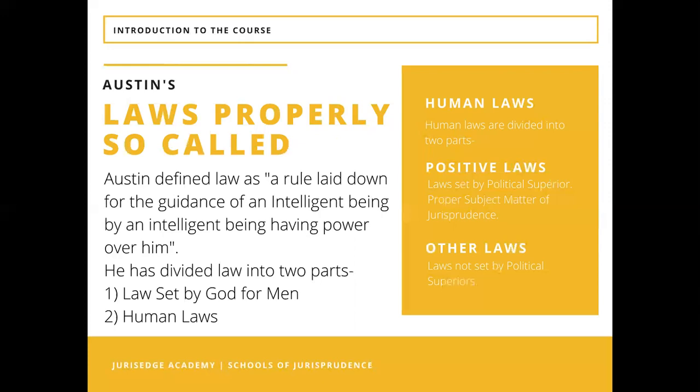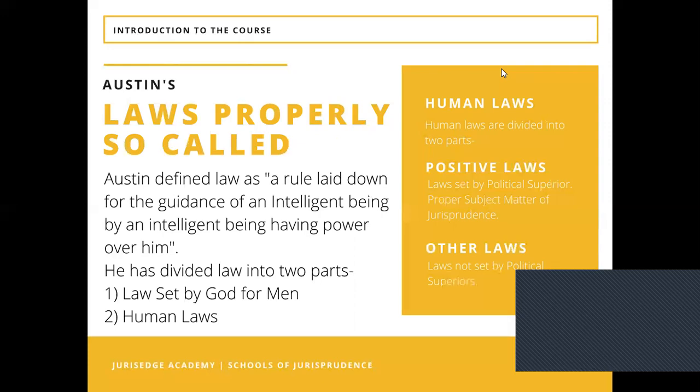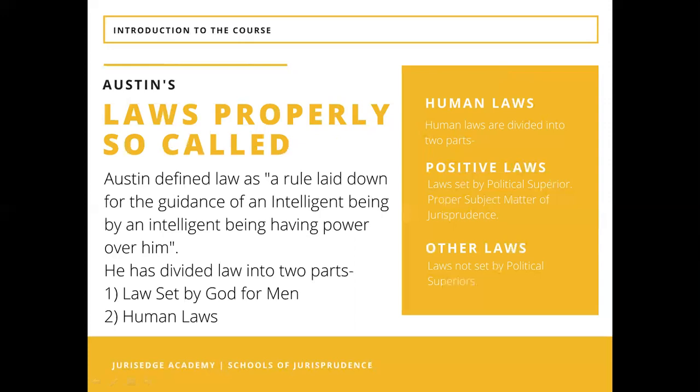He divided the law into two parts: laws set by God for men, and human laws, which are laws made by men for men. Human laws are further classified into two parts. One part is called positive laws, and another part is other laws. Positive laws are those laws which are set by the political superior, like the sovereign, like the state. They make the law.